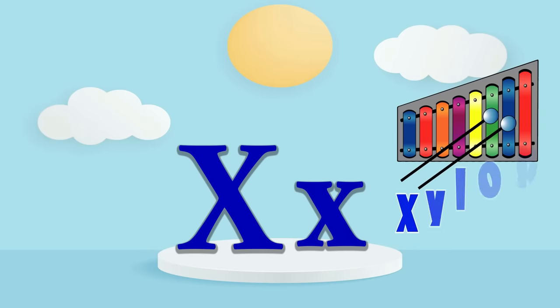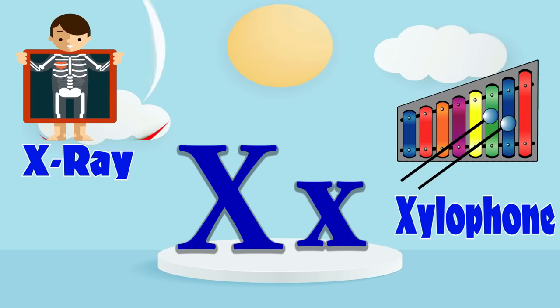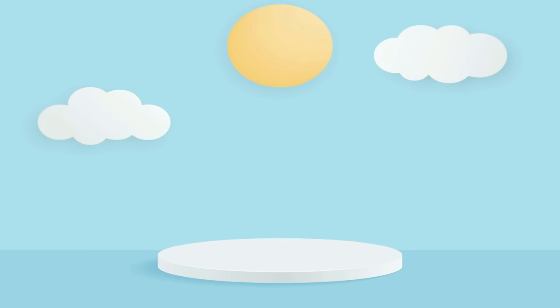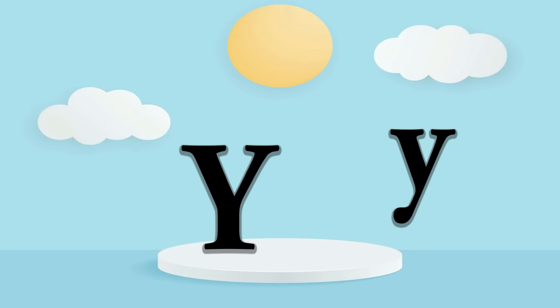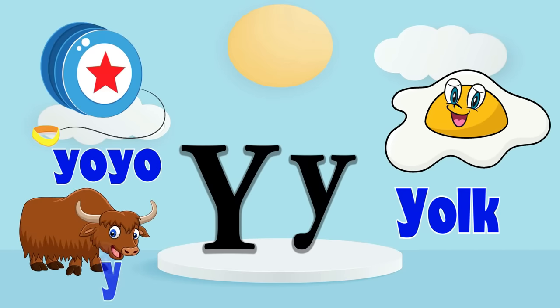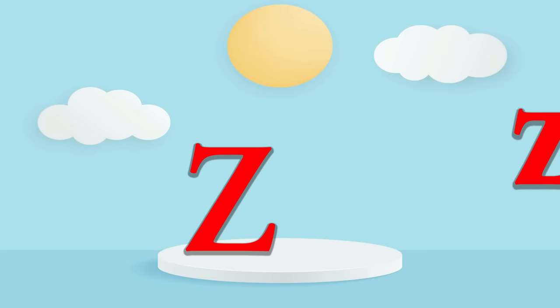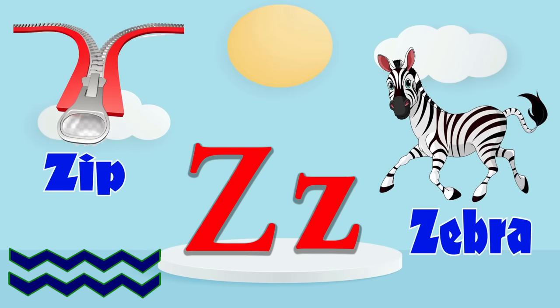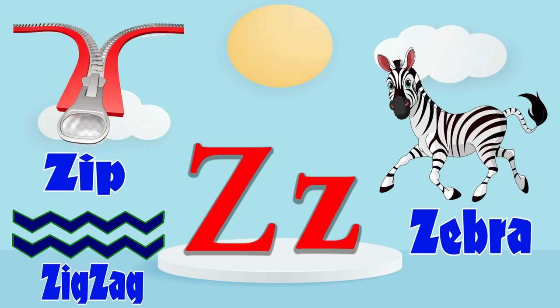X for xylophone. X for x-ray. X for xanthus. X for xylophone, x-ray and xanthus. Y for yacht. Y for yo-yo. Y for yak. Y for yak, yo-yo and yak. Z for zebra. Z for zip. Z for zigzag. Z for zebra, zip and zigzag.